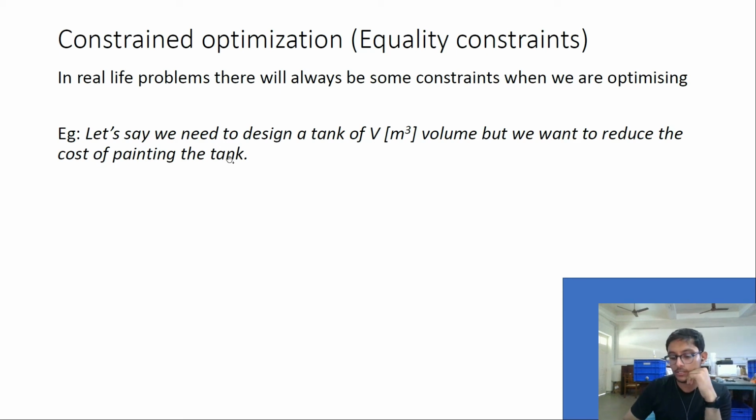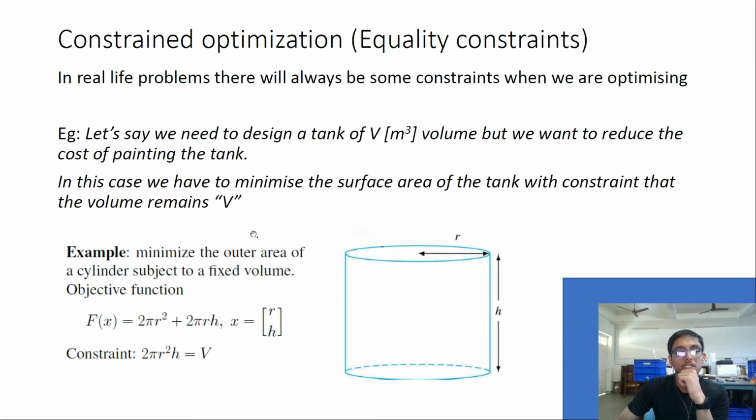Now, where do we paint the tank? We paint on the surface. So what this is telling us is that we have to minimize the surface area of that particular tank, but we have to keep the volume at V. So this is kind of a real life problem that we can discuss.